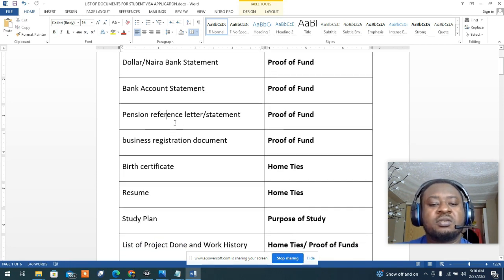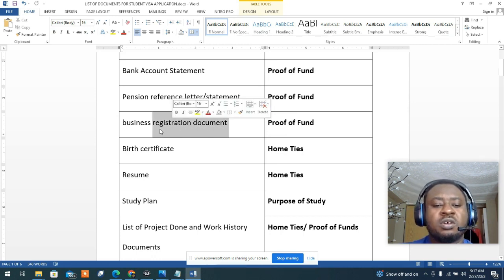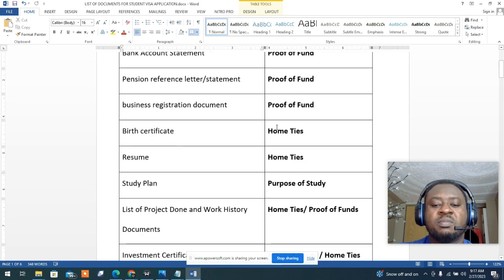Then we'll talk about pension reference letter or statement. For example, maybe your father, your mother, or somebody close to you, or yourself. If you have a statement, it's a good proof of fund. Then if you have a business registration, a business that is running, not a dormant business registration, you can also include it. It's a good proof of fund. If you have the CAC registration, then maybe a company account alongside, you can include all those documents. It's a sign of a proof of fund.